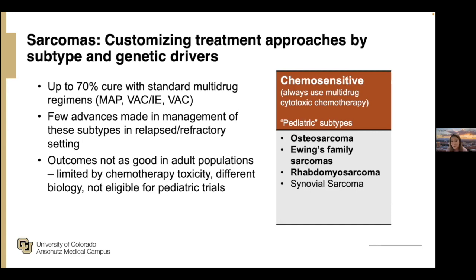There's a question about why these develop in adults to begin with, when they're supposed to be more common in children. So probably a different biology playing a role. And then often our adults are not eligible for pediatric trials due to age limits and so on. So they're challenging to deal with in the adult population.